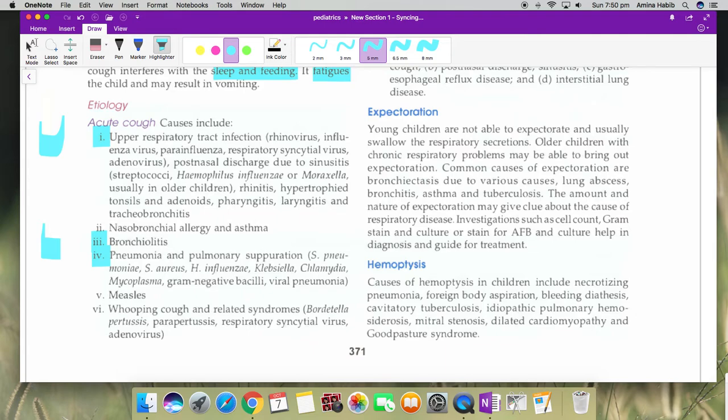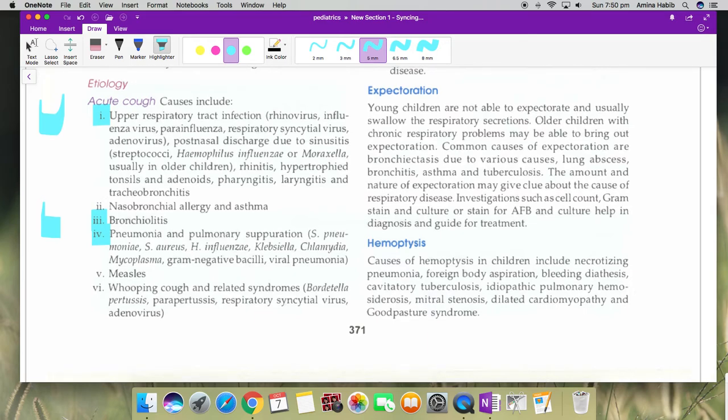Now apart from that there will be allergy and asthma. So what is the trick? Number 1 upper respiratory, number 2 lower respiratory. The third trick, now you can talk about allergies and asthma. So allergy will be the third trick.